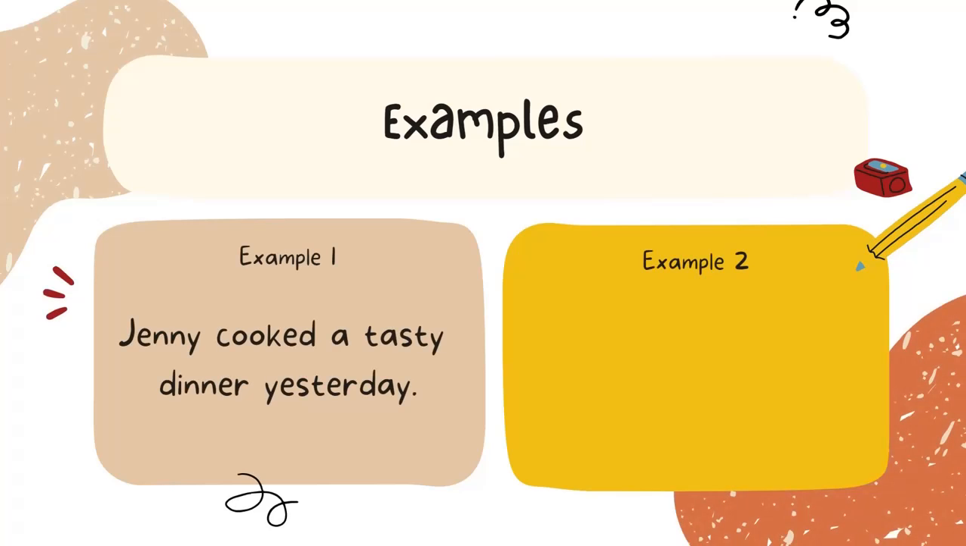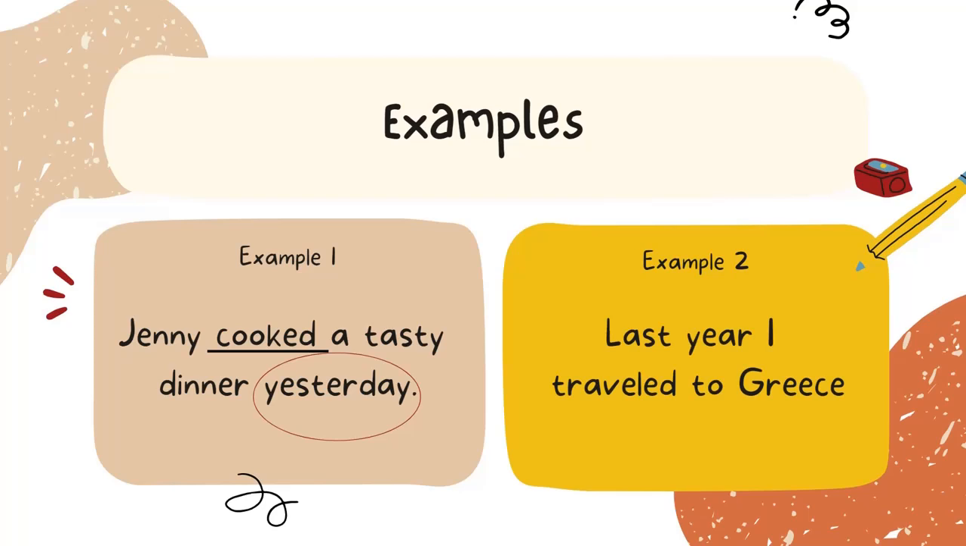Example number 1. Jenny cooked a tasty dinner yesterday. The verb is cooked. You added ed to the word cook because it is in the past tense. It happened yesterday. The second example, last year I traveled to Greece. This happened last year. It's in the past. So you added ed in the verb travel.